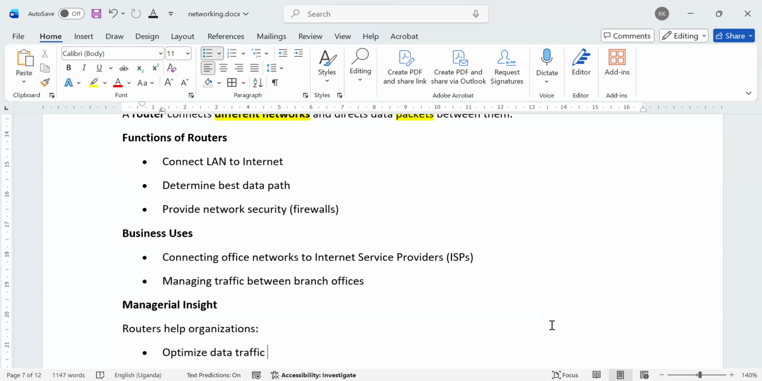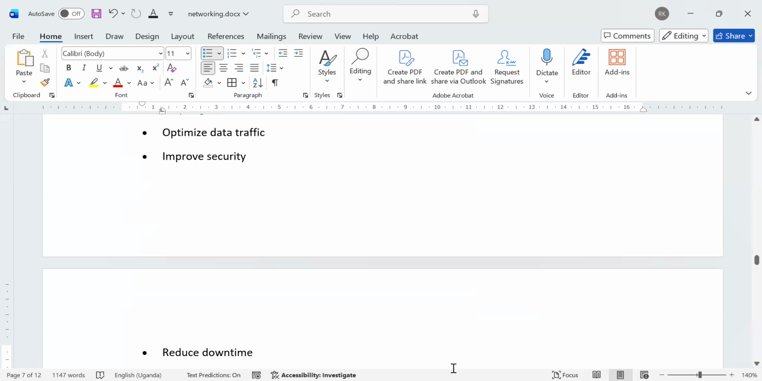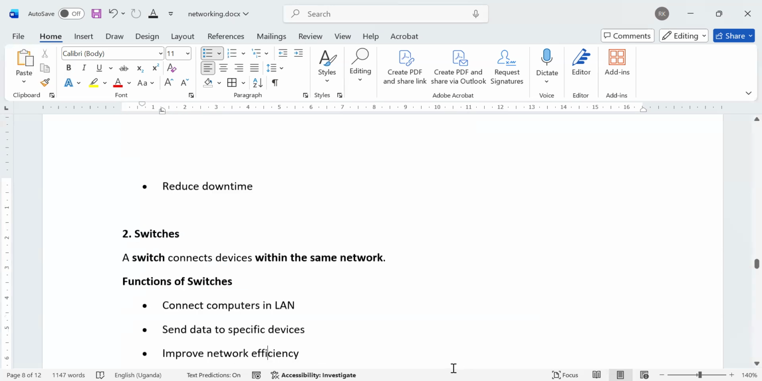Okay. So business users connect office networks to internet service providers, that is a router, and manage traffic between branch offices. Routers help organizations to optimize data traffic, improve security, as I've told you, and reduce downtime. Then we have switches.